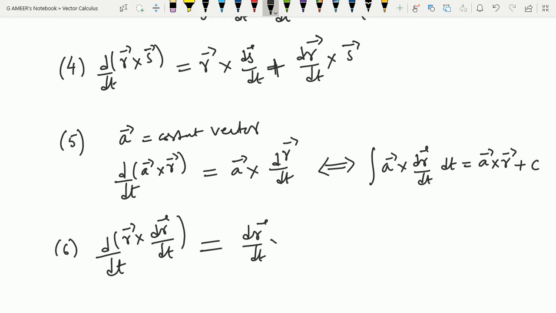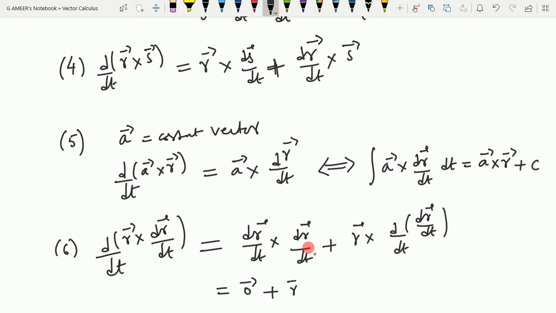So dr by dt cross product keeping dr by dt constant. Next r constant, do the differentiation of d by dt of, then again dr by dt. Here cross product of two vectors is 0. Then plus r cross d square r by dt square.